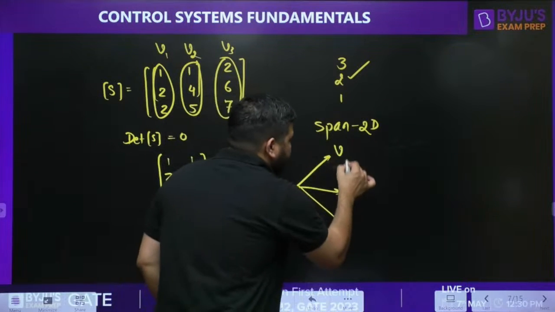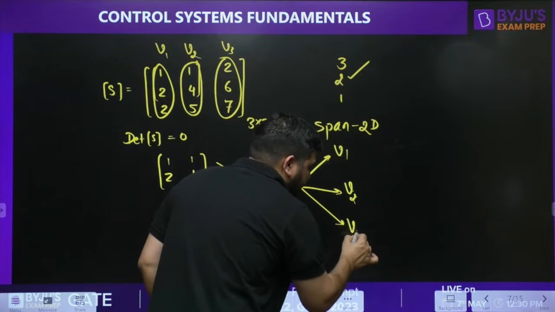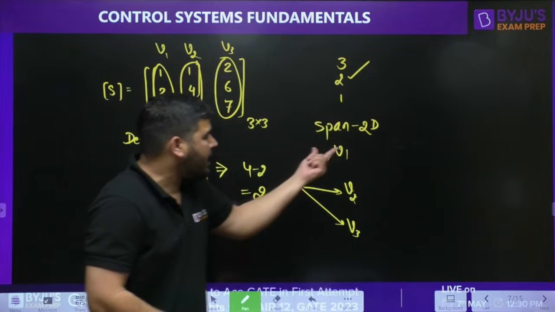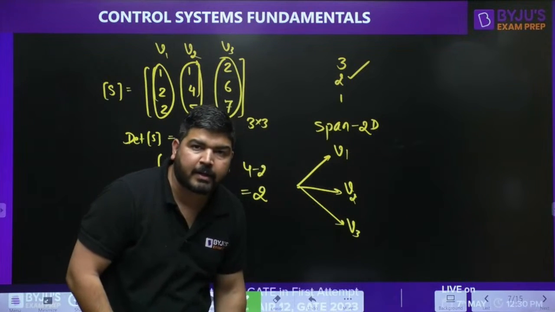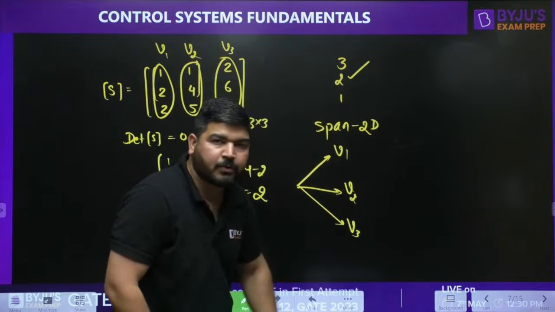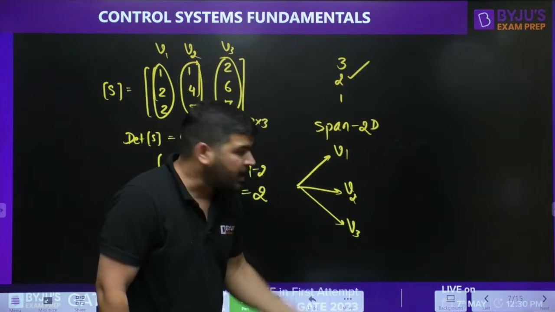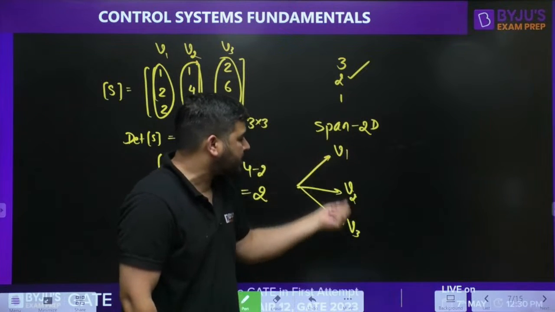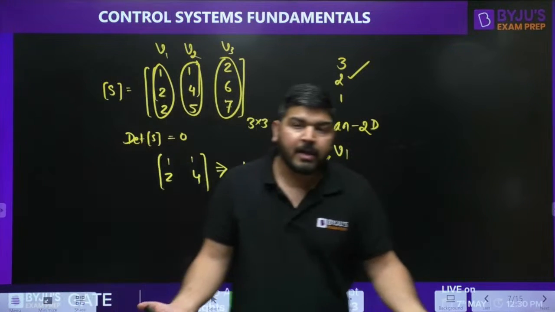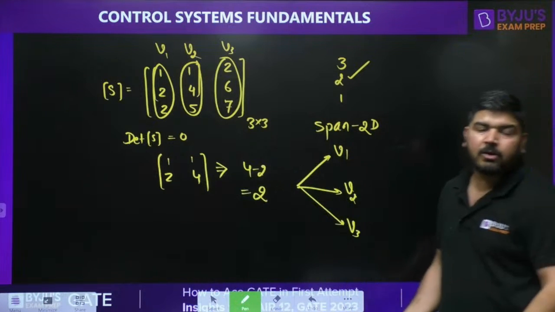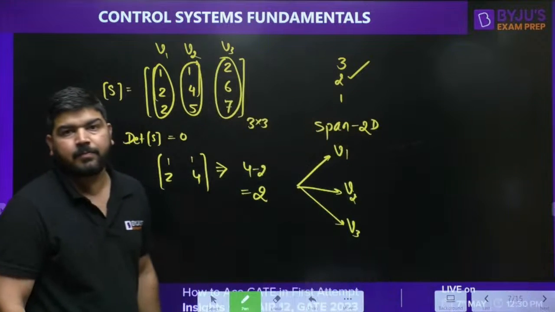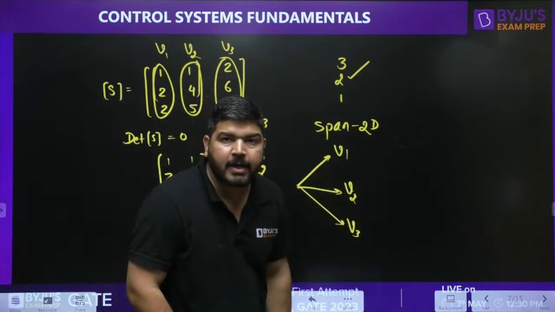Because if they are in the same plane, then you can represent any vector as a combination of the other two vectors. You can represent V3 as a combination of V1 and V2. You can represent V1 as a combination of V2 and V3. Similarly, you can say V2 as a combination of V1 and V3. So any vector can be represented as a combination of the other two vectors. So they are linearly dependent.